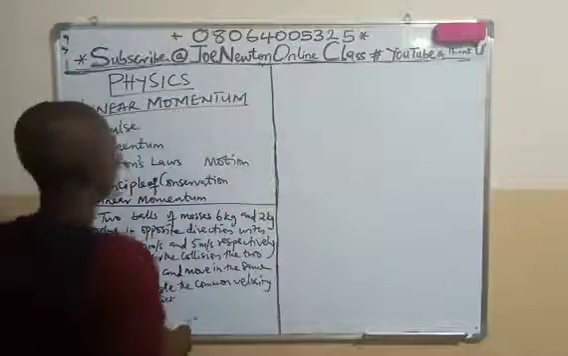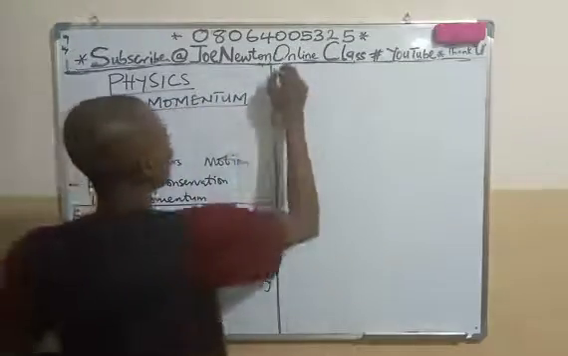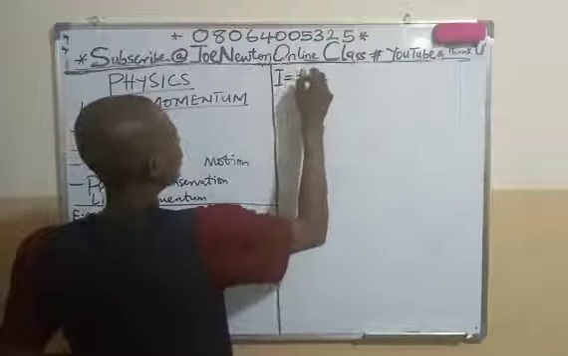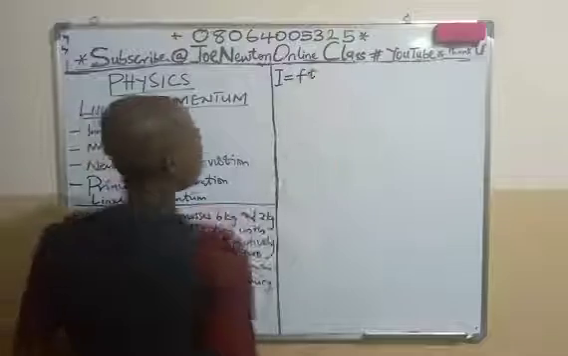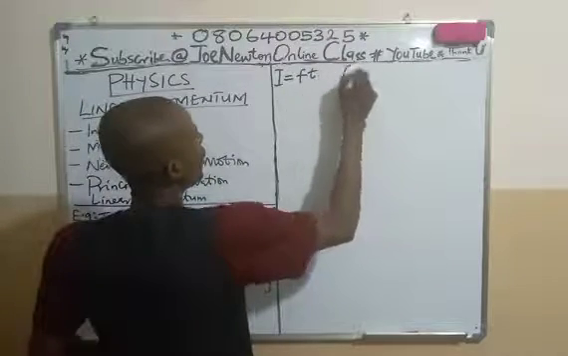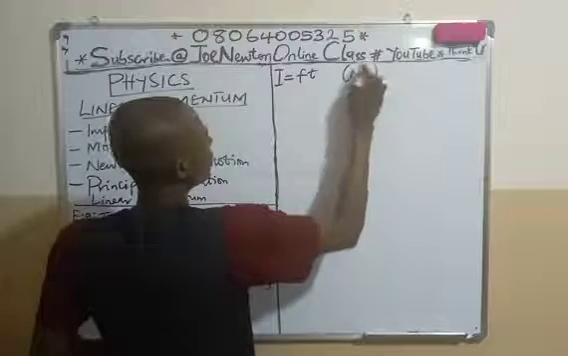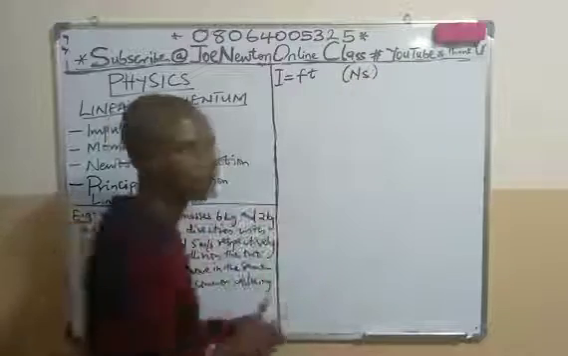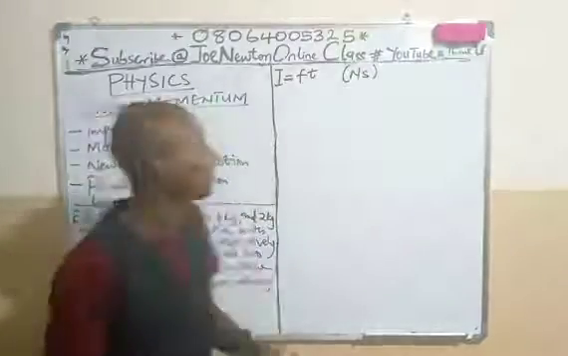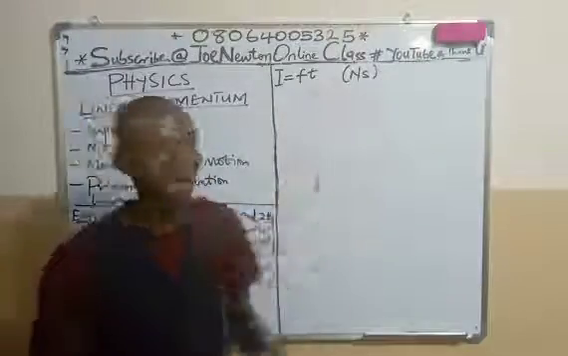Now let's look at it. The impulse of a body is equal to force times time. And the unit of impulse is Newton seconds, because force is in Newton and time is in seconds.